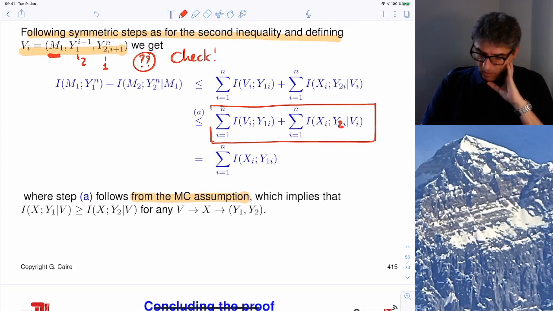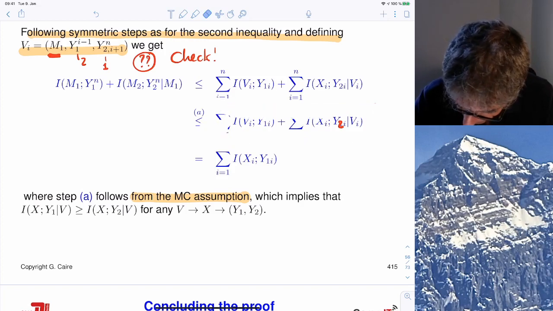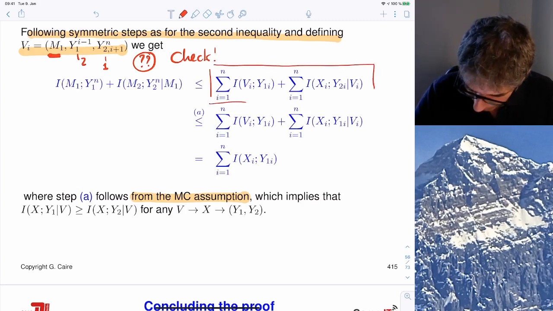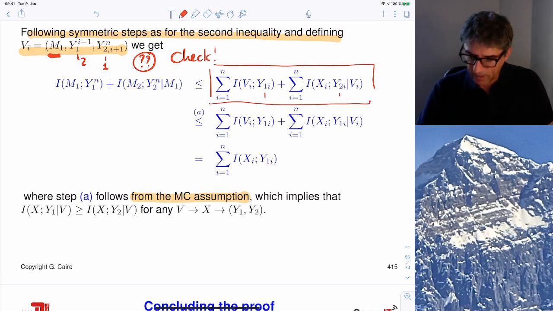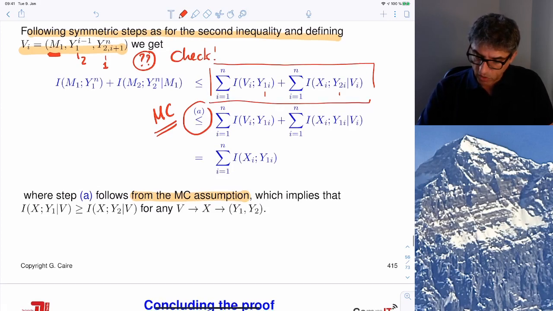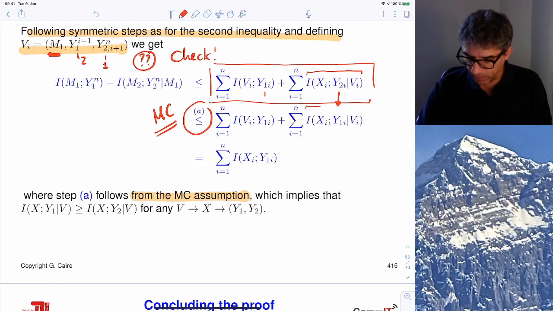But at the end, this sort of ghost auxiliary random variable V is not needed. That's the inequality I wanted to have, which is the right one with the 2 and the 1. The 1 is here, the 2 is here, but here is the key step. Here is where we use the more capable condition. Since the channel is more capable, if we exchange Y2 with Y1, we get an upper bound, because for any possible distribution of V_i, X_i, Y_1i, Y_2i, this mutual information is always less or equal than this mutual information.